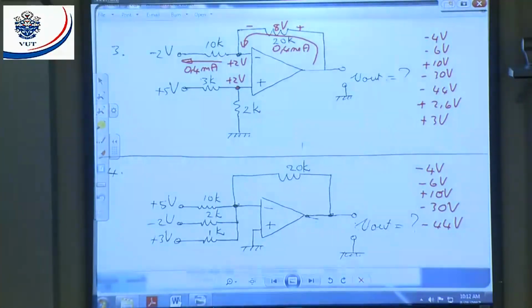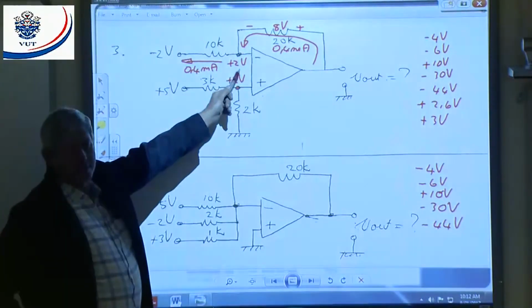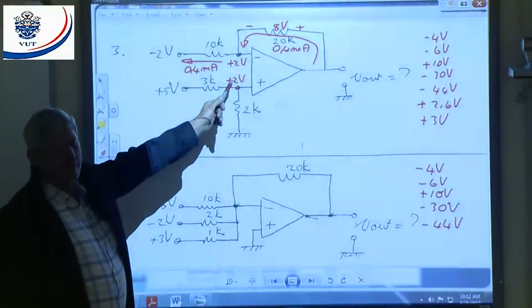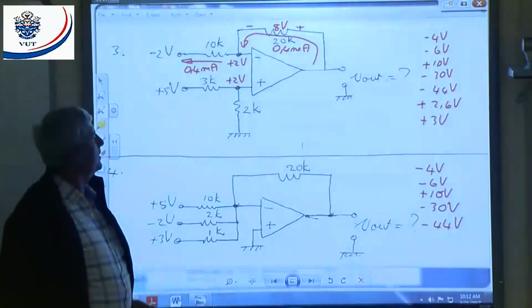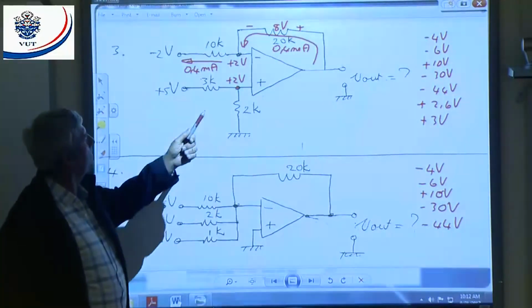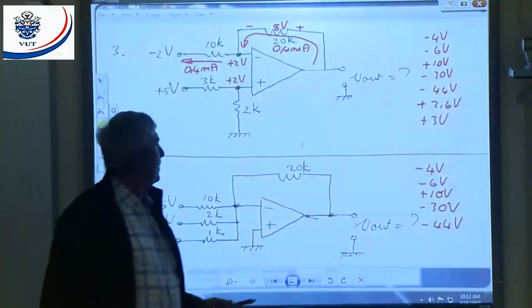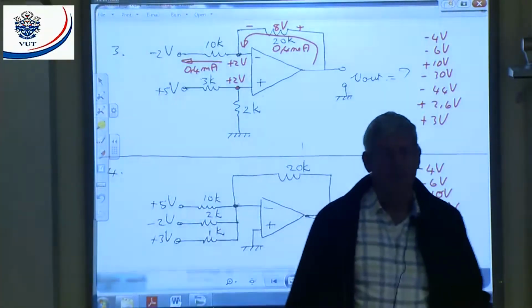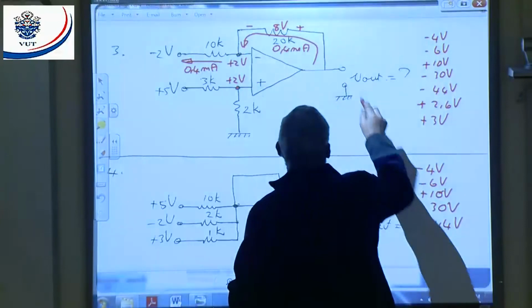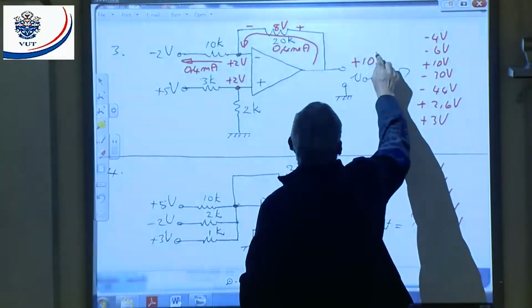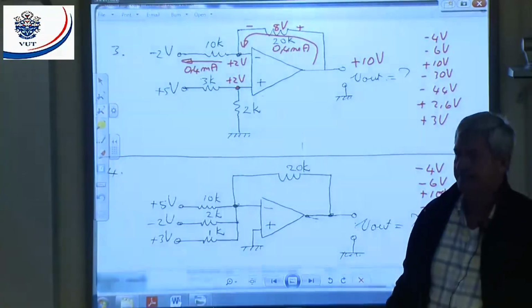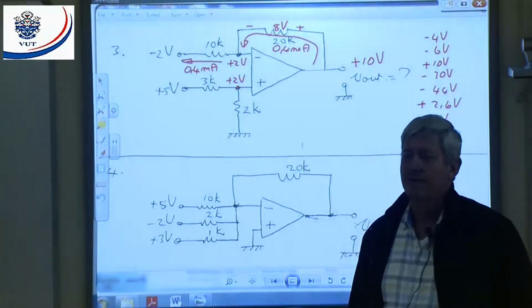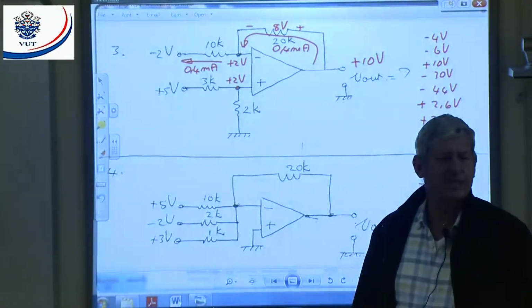All right. Now, remember, this point is not at 0. That point is at 2 volts. You agree? All right, it's at 2 volts. That means I must have an 8-volt difference. That means my output must be 8 volts higher than 2. And that should be plus 10. Only one correct answer in the whole class. You agree? Who had a plus 10?